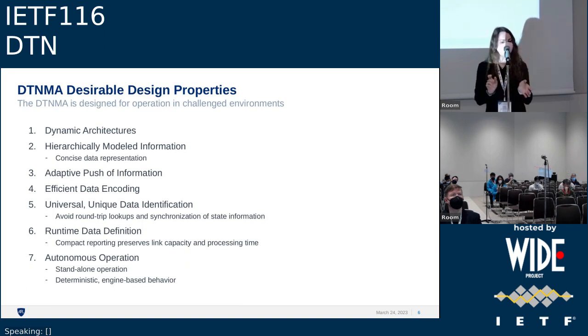So I'm going to try to be careful with time, but run through some of the desirable design properties that we've incorporated in the DTNMA, just in acknowledgement of this challenged environment and the fact that this management approach needs to be able to handle these challenges as they scale within the network. So next slide.